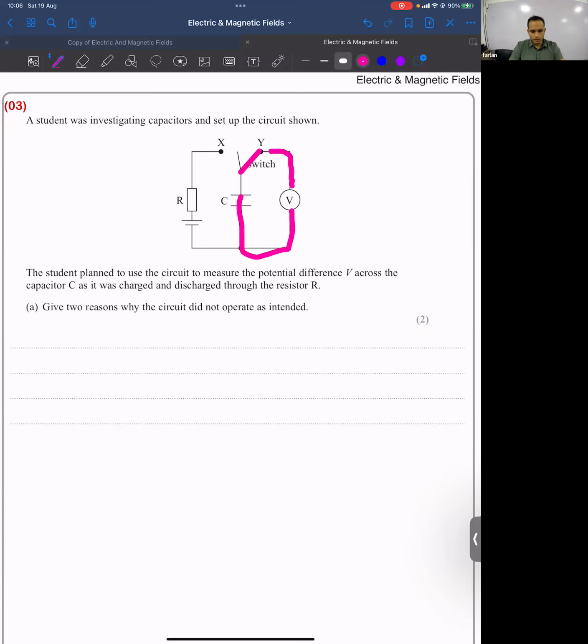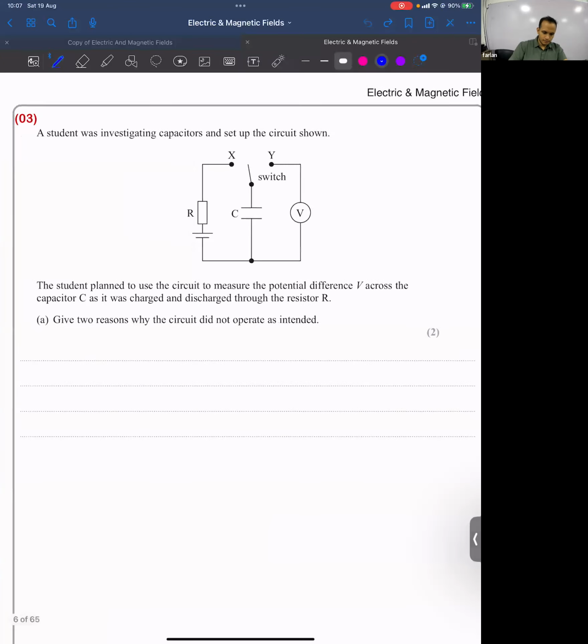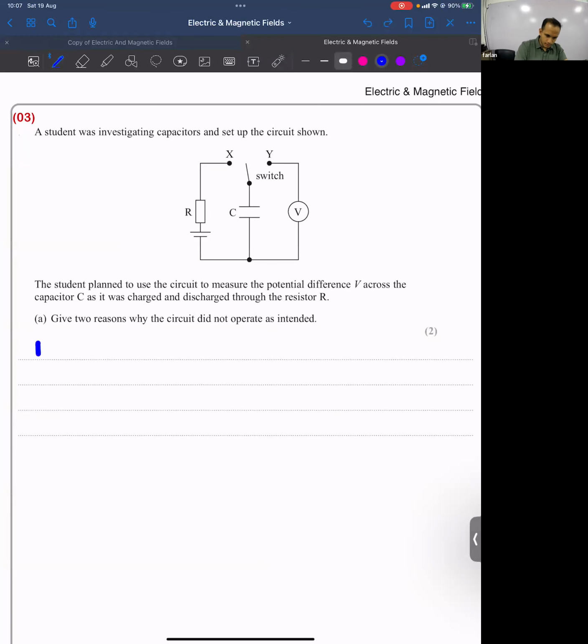Okay, so they're asking you to give two reasons why the circuit did not operate as intended. One is, yes, tell me your answer. Resistor is connected in series with the battery.